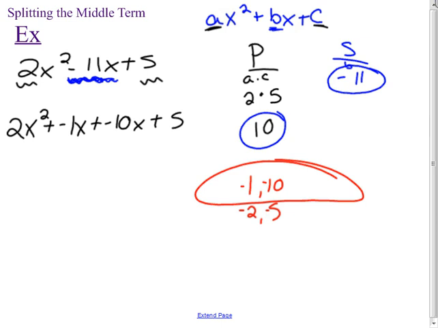Because if it's a subtraction, I can't just randomly group them together. So that's my little tip for you. Put plus signs in between there. I have to have a plus in the middle. That's probably the biggest feature.